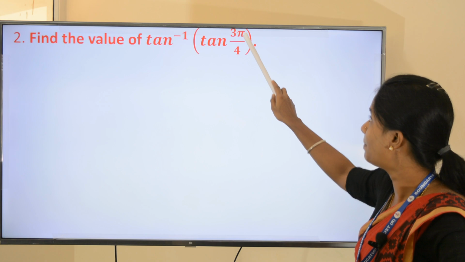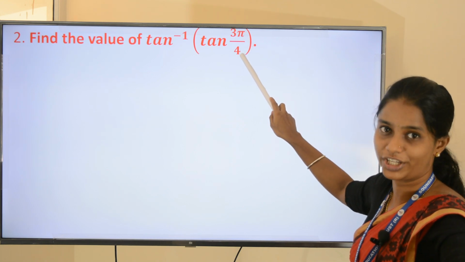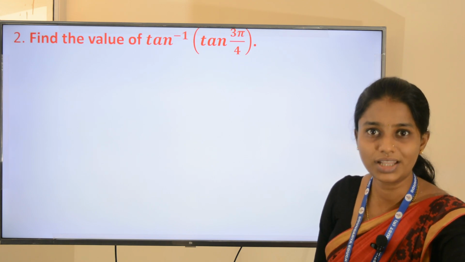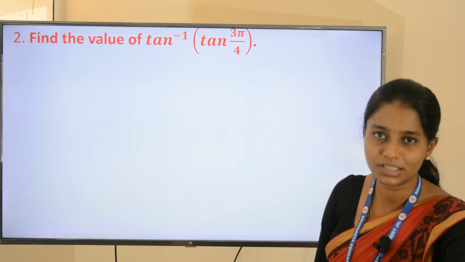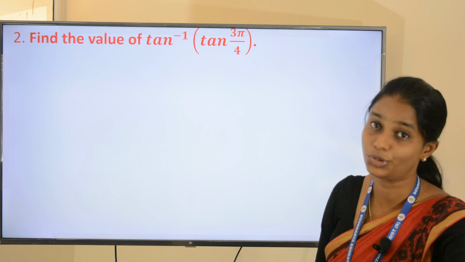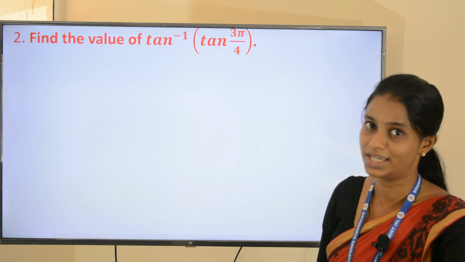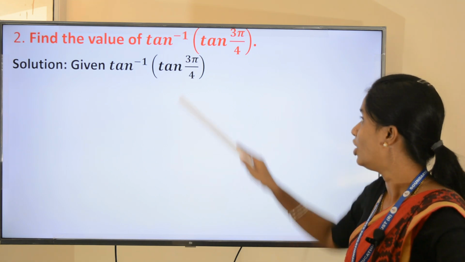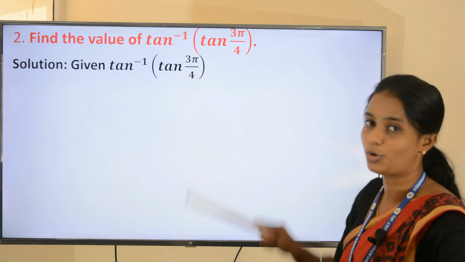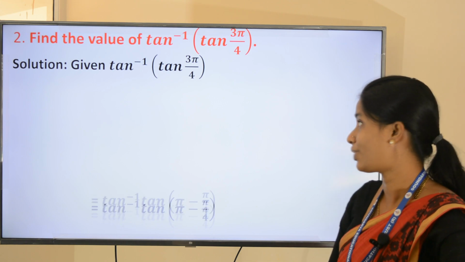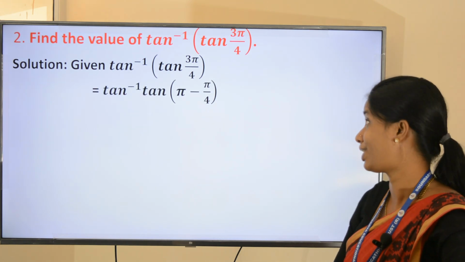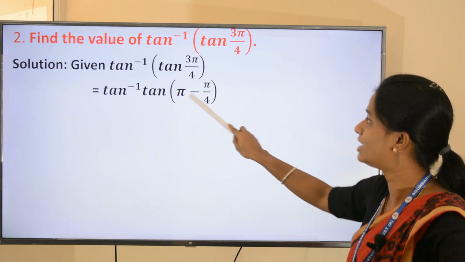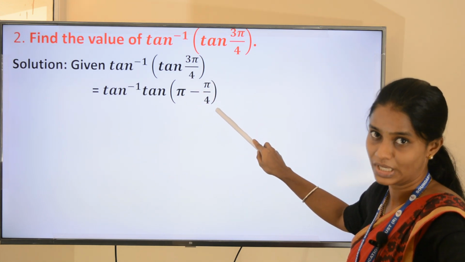Please observe 3 pi by 4. Pi by 4 is 45 degree, and 45 degree into 3 will be 135 degree. Does 135 degree belong to the open interval minus pi by 2 comma pi by 2? It does not, isn't it? So that is how we can solve this particular function. 135 degree, 3 pi by 4, is in the second quadrant. How can we write it? Please observe. That is pi minus pi by 4, 180 minus 45 degree.